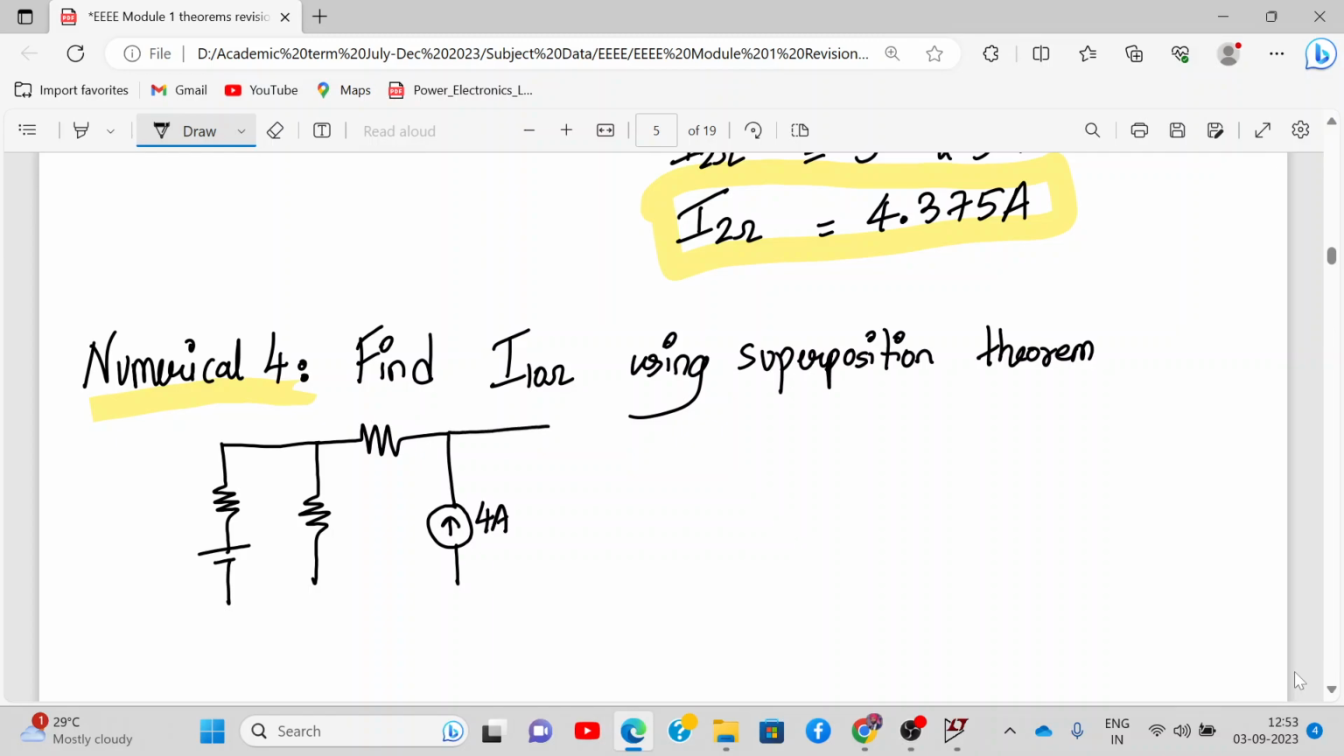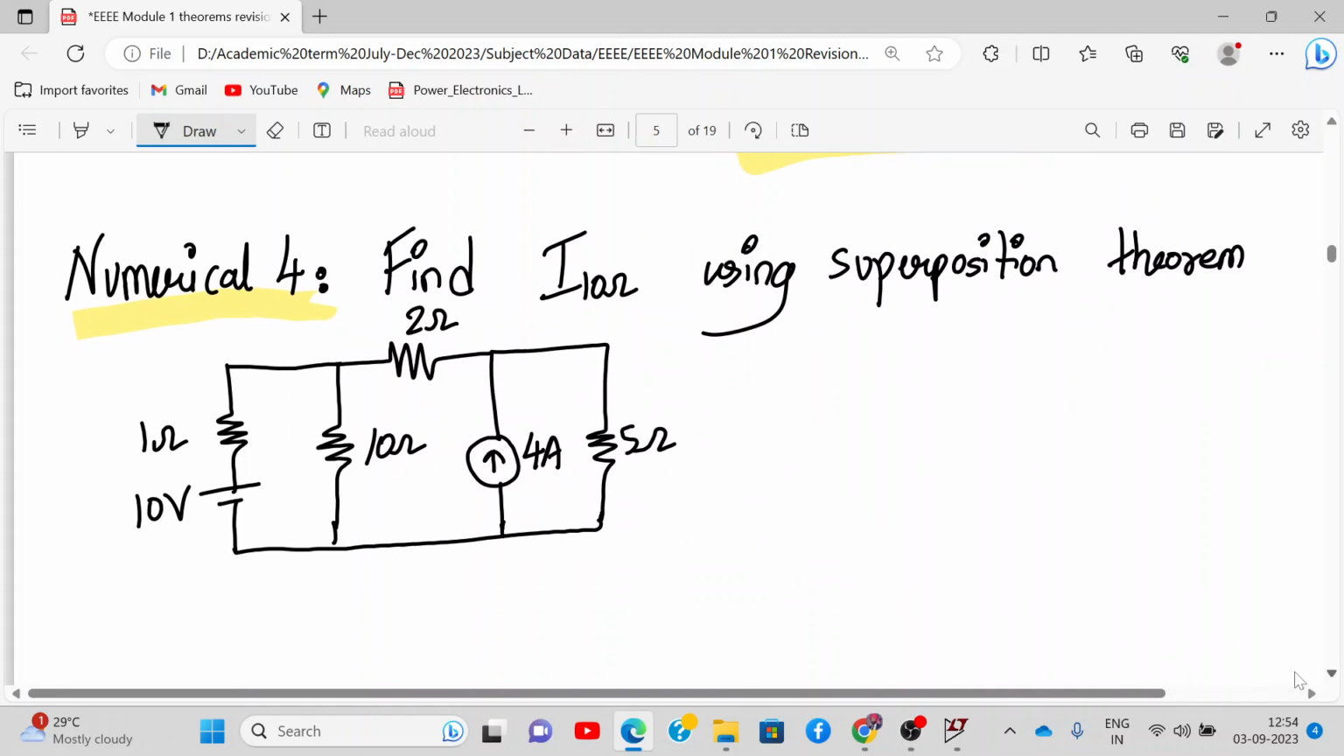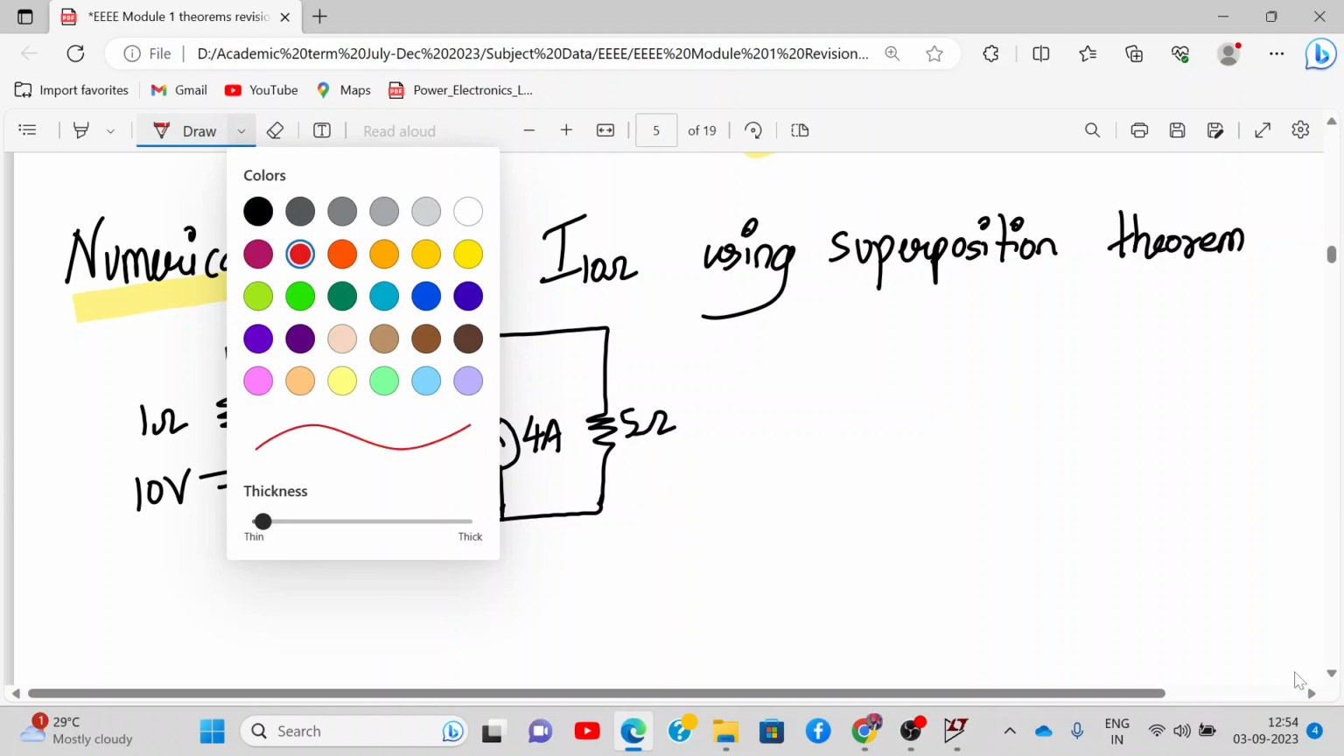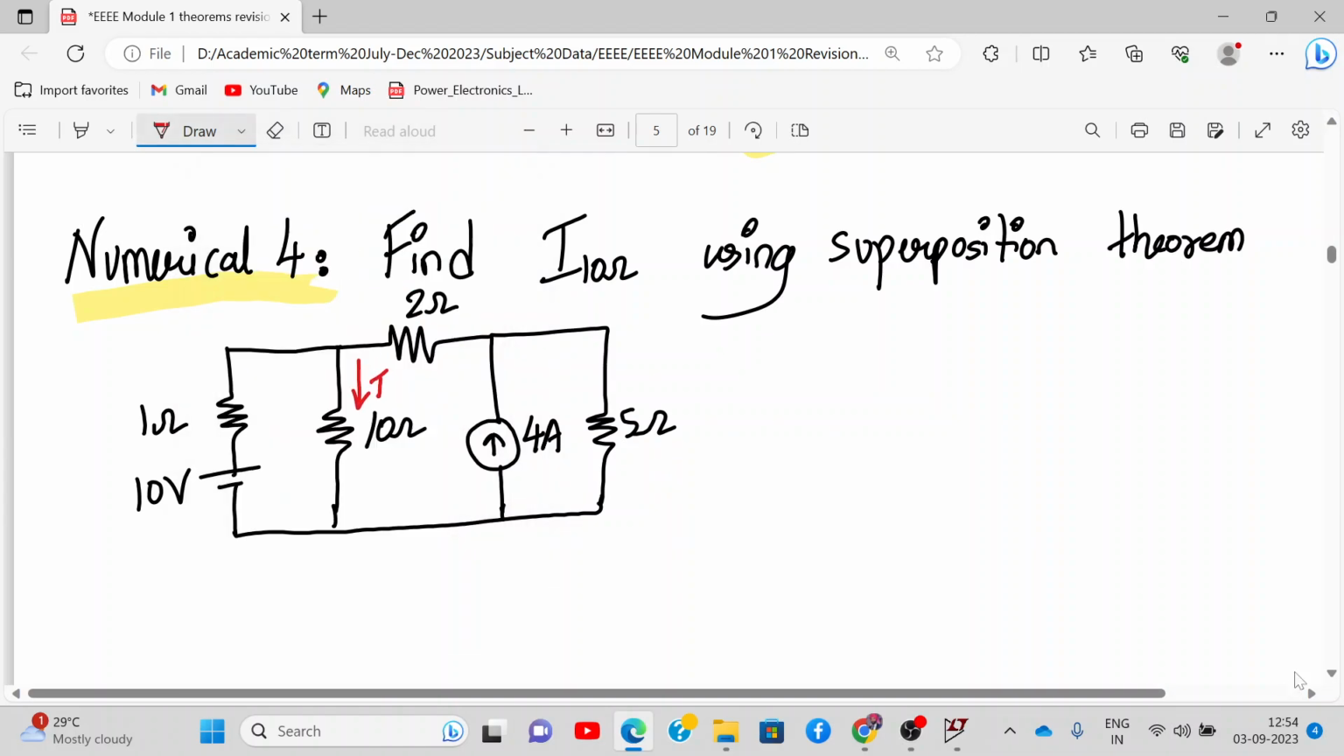4 ampere. Then we have this: 10 ohm, 1 ohm, 10 volt, 2 ohm, and this is 5 ohm. Okay, note down the circuit. We have to find this current I of 10 ohm, I10.